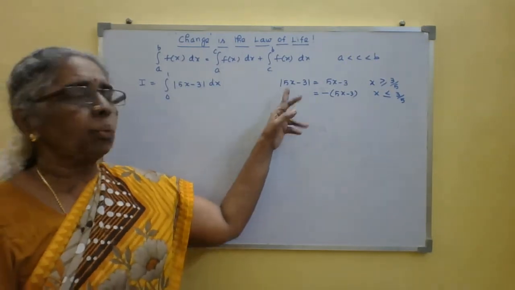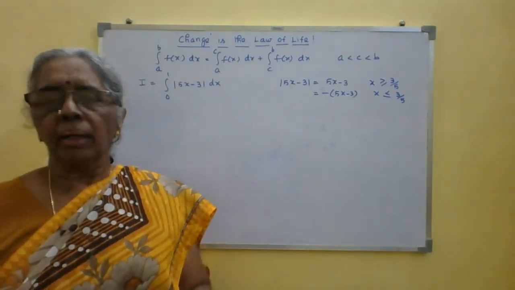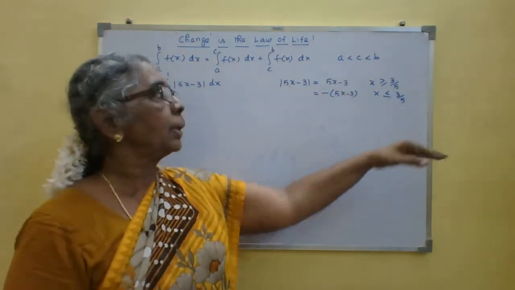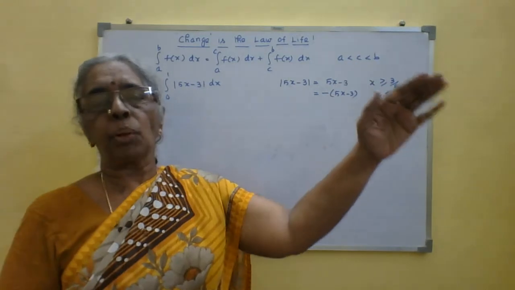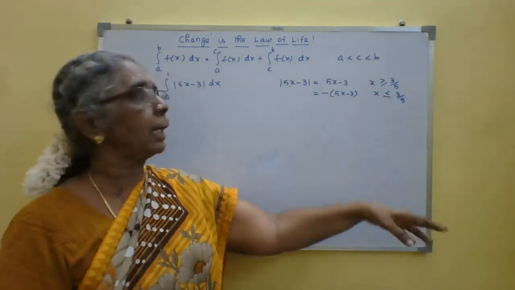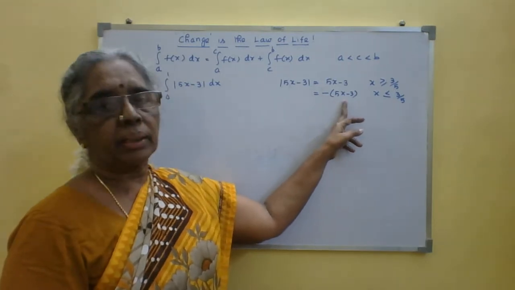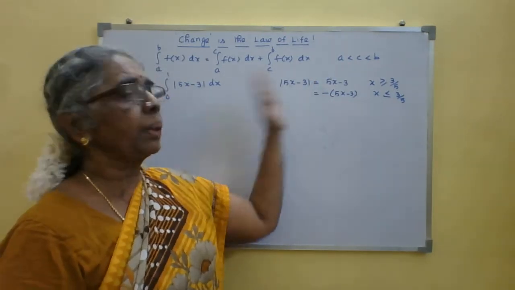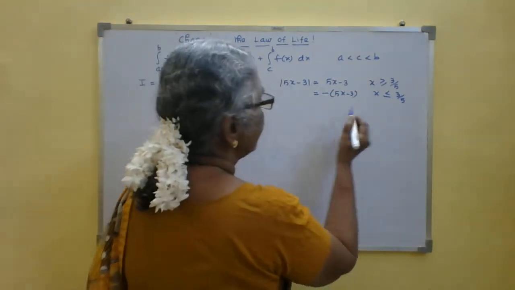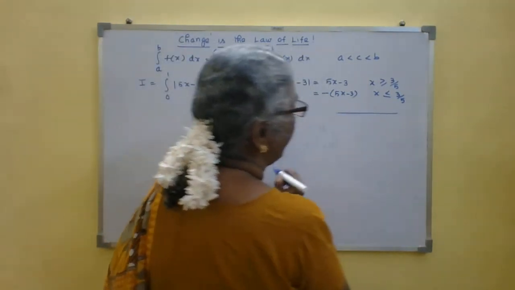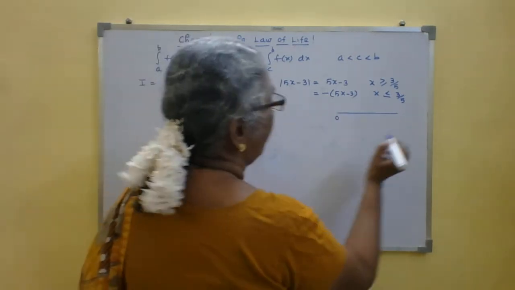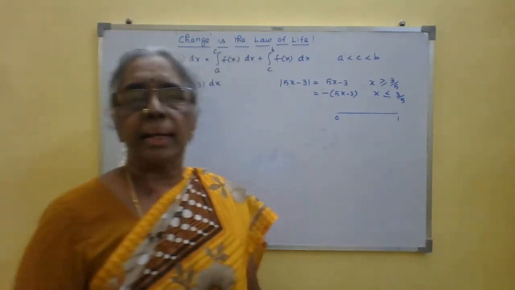So equate what is inside to 0, get the x value. If it is greater than or equal to that value, you can say that is equal to the positive of whatever is there. If it is lesser than or equal to that value, we can say negative of that. So this is the interpretation you should know about modulus. Then for all these sums it is better to draw a simple number line. The lower limit is 0, mark it at one end. The upper limit is 1, mark it at the other end.